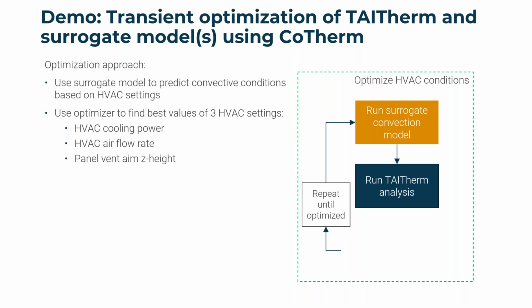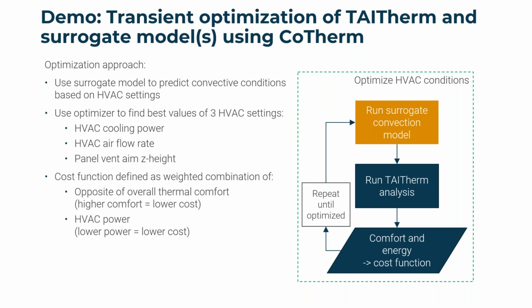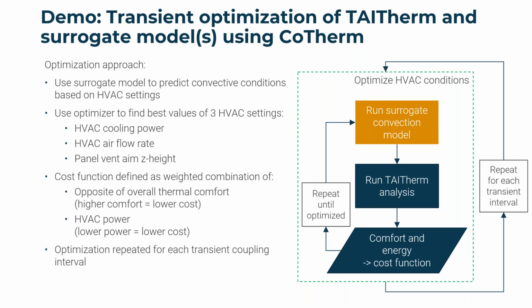To close that loop, we need a cost function for the optimizer to work on. So we're going to define an optimizer cost function that is a weighted combination of the opposite or the reverse of thermal comfort, so that a higher comfort will give us a lower cost. And then we're going to combine that with a term based on the HVAC power. So lower power will give us lower cost. We could tune that function a bit for how much it's optimized to try to get better comfort versus lower energy, but we're trying to kind of balance it for this example.